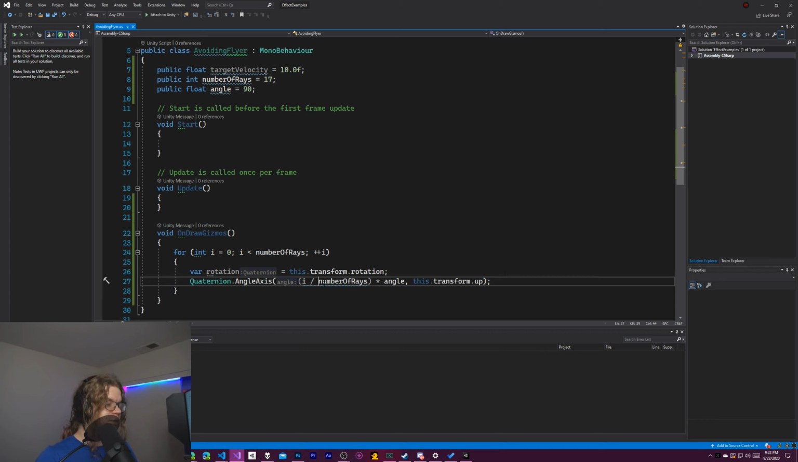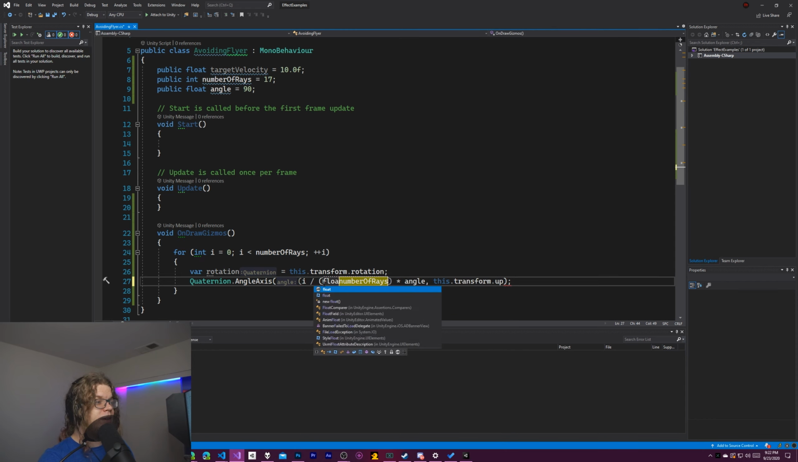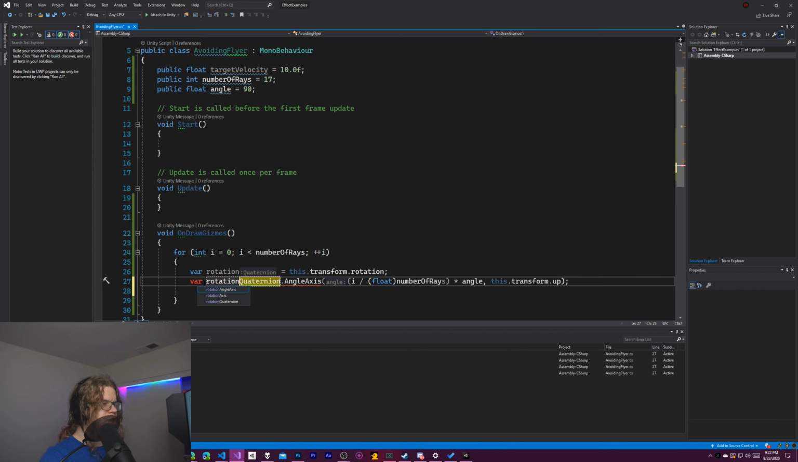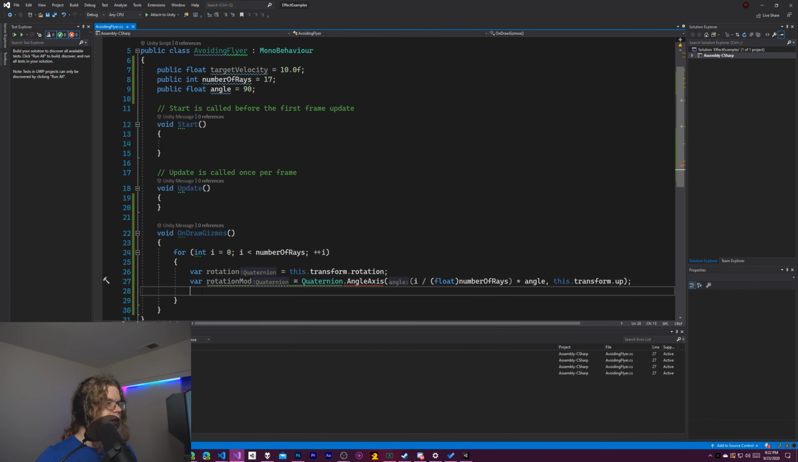These are both integers though, so we're actually always going to get 0 here. Because the result will get truncated, because it should always be less than the number of rays, so it'll always reduce to 0. So we need one of those to be a float, and that will give us some fraction of an angle. And we need to save that. Var rotation mod. Sure. And so we can actually add these two quaternions together.